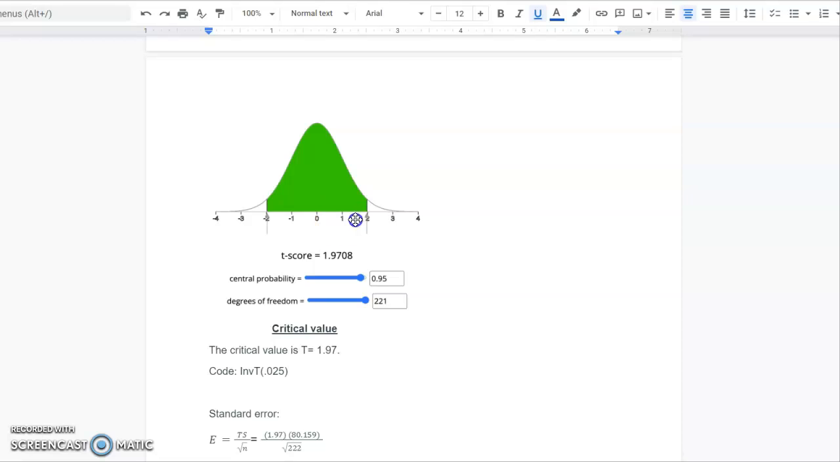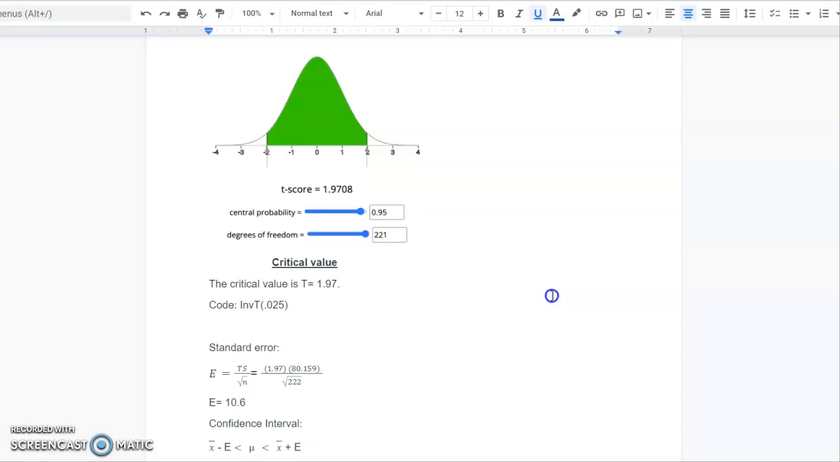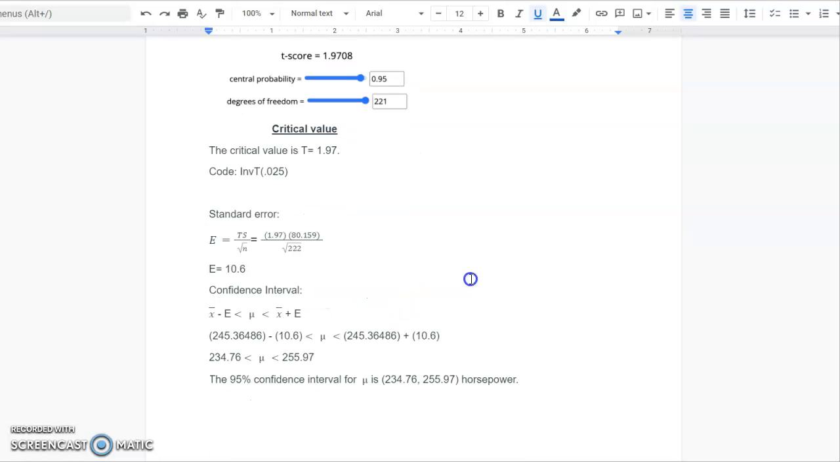Here you can see the graph showing a t-score of 1.9708, approximately 1.97, as the critical value, plus or minus 1.97. We use the TI command invT at 0.025 to find our t value. The margin of error equals t times s over the square root of n. Therefore, 1.97 times 80.159 over the square root of 222. We get the error equals approximately 10.6.